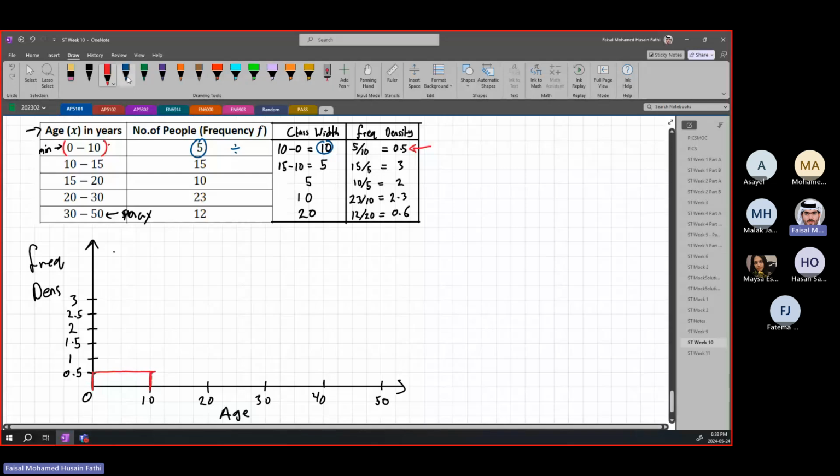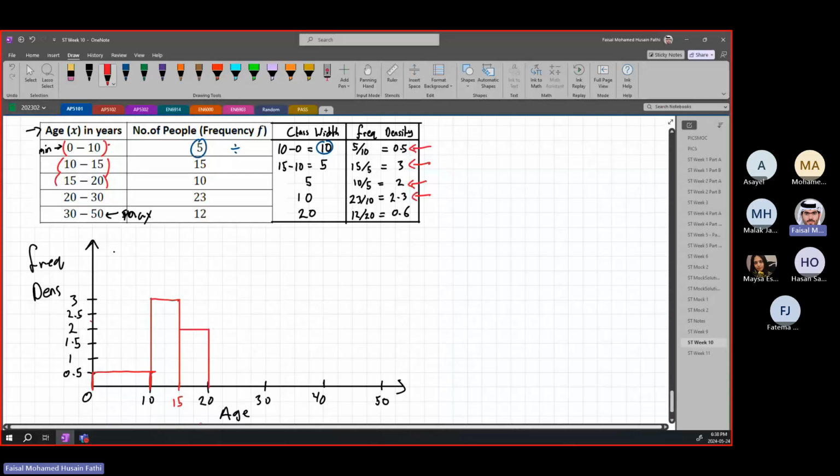The second one is from 10 to 15. So it's not going all the way to 20, only to 15. And what is the value for it? It's 3. So this is going to go all the way up to 3, and then coming back down at 15. The next one is 2, and the range is from 15 to 20, over here.